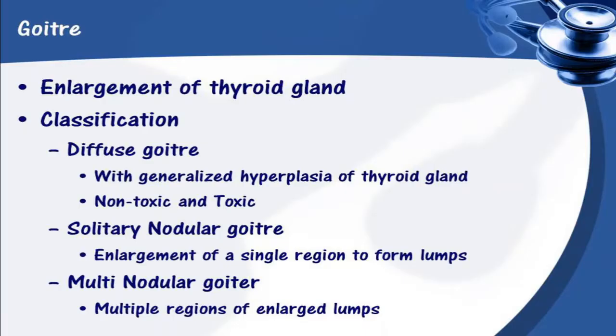So the next disease is goiter, which is an enlargement of the thyroid gland, and it is classified into diffuse goiter, solitary nodular goiter, and multinodular goiter. In the diffuse goiter, there is a generalized hyperplasia of the thyroid gland, which can either be non-toxic or toxic. Solitary nodular goiter is where the enlargement of a single region happens to form lumps. Multinodular is where multiple regions form enlarged lumps.